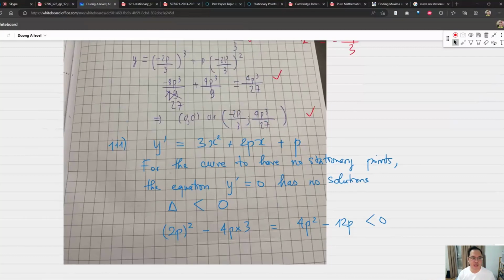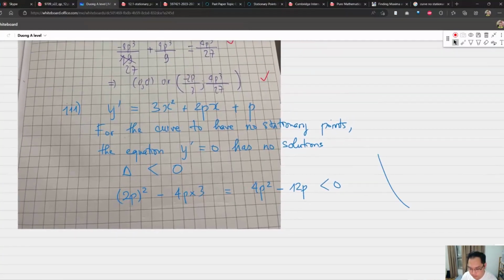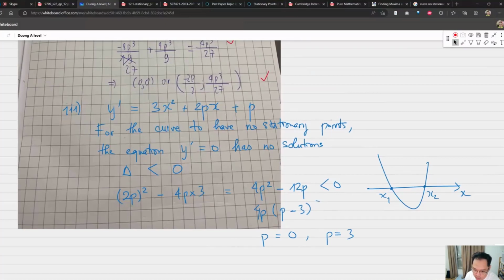We can plot the graph of this expression like this and find the 2 points where the graph intersects the x-axis. The lower part of the graph is between the 2 solutions, p1 and p2, so p must be between them for the discriminant to be less than 0. We can find them very simply, making 4p the common factor: 4p(p minus 3), which is 0 when p is 0 or p is 3. So this is like a draft, we do not write it in the solution. We only need to write the conclusion, which is p greater than 0 and less than 3.